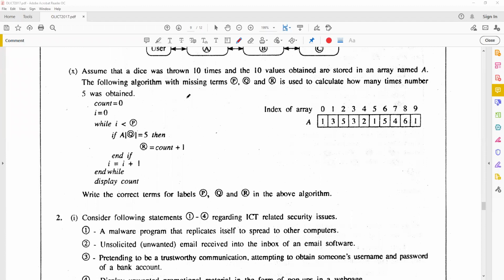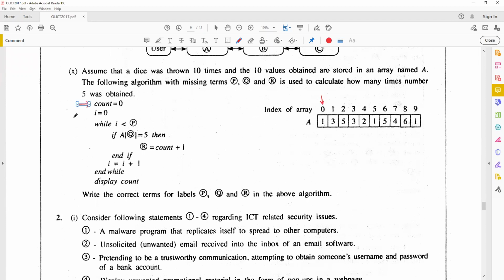Okay, so let's look at what we have to do here. You know that we have to count how many times the number 5 is there, which means we have to go through iteratively. And when you say iteratively, you start with 0. So here we know the count is 0. So we will start with counting 0.